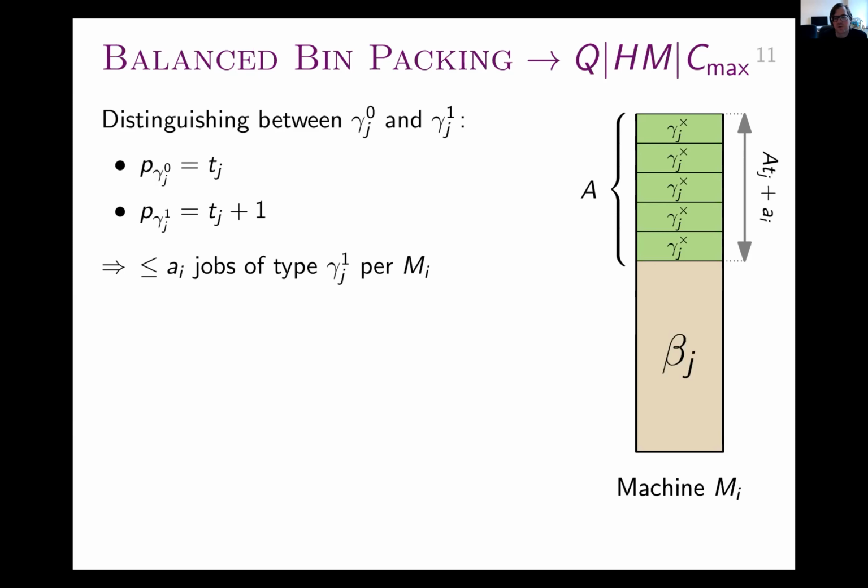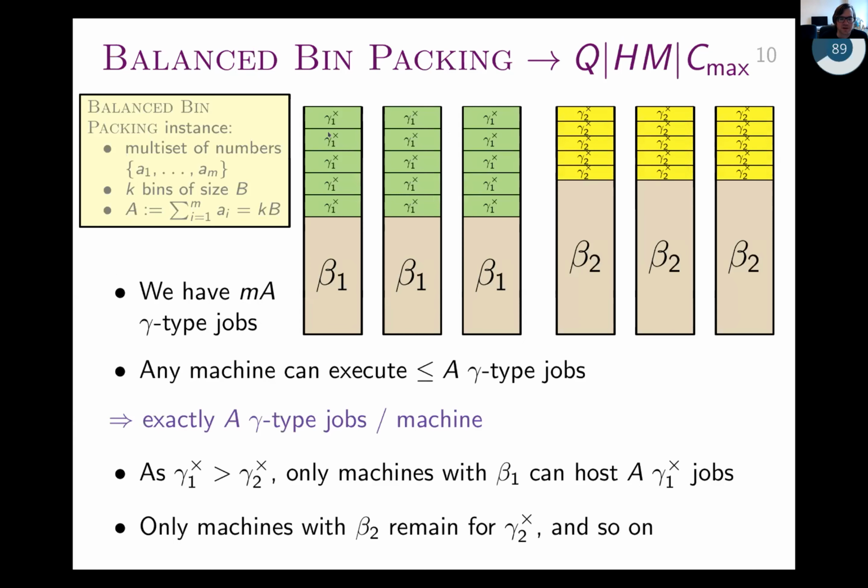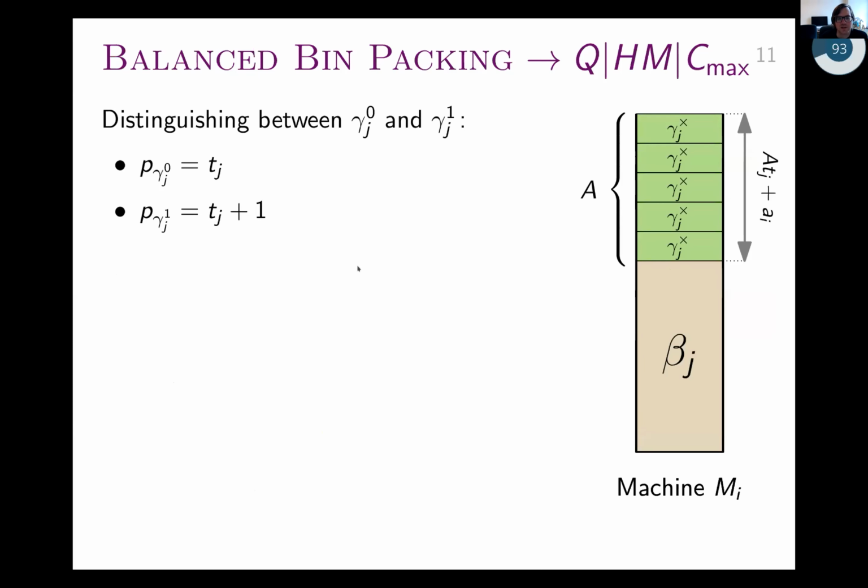So how do we distinguish, or what's the difference between gamma 0 and gamma 1? So J here, sorry, I'll go back. So here we have like 1 and 2. That would be bin 1 and bin 2. Here, for each bin, I further refine the gamma jobs to 0 and 1. Okay, 0 is slightly smaller than 1.